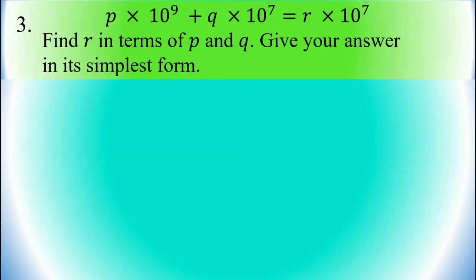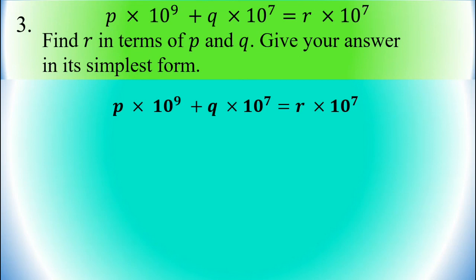Now we have come to the last problem. This one is a little bit different from the previous problems. What's the difference? An equation is given here. You have to find R in terms of P and Q, even though the powers of 10 are not equal in the given equation.